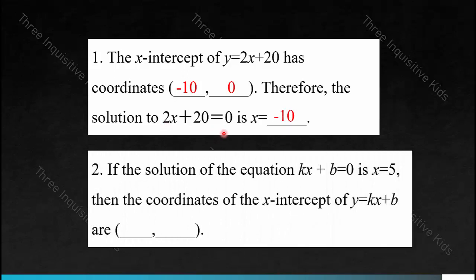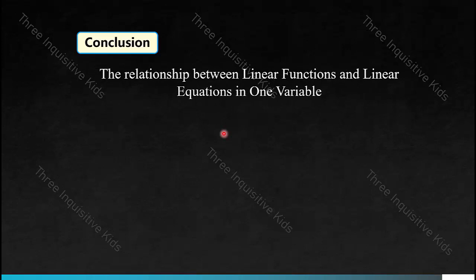and x is equal to negative 10. If the solution to the equation kx plus b is equal to 0 is x is equal to 5, then the coordinates of the x-intercept of y is equal to kx plus b are (5, 0). So here's our conclusion.